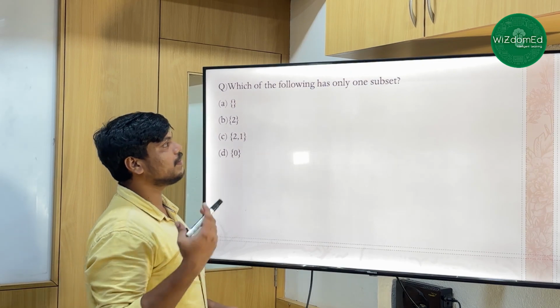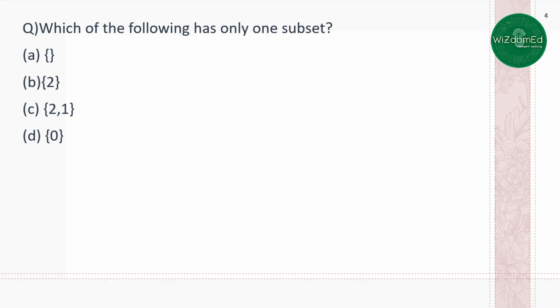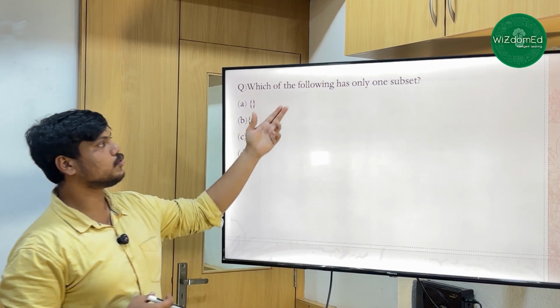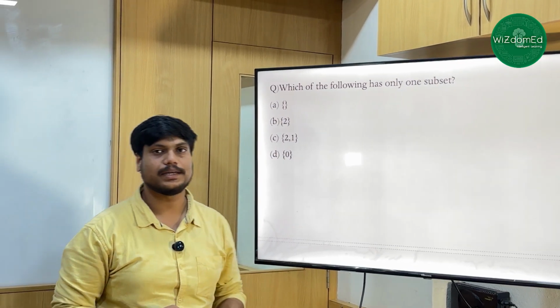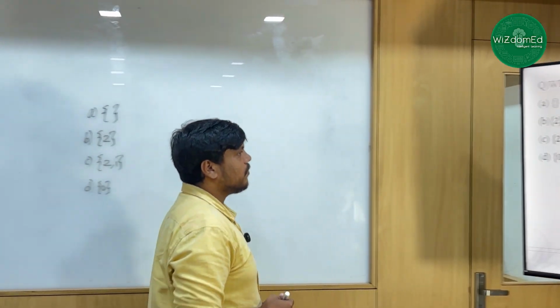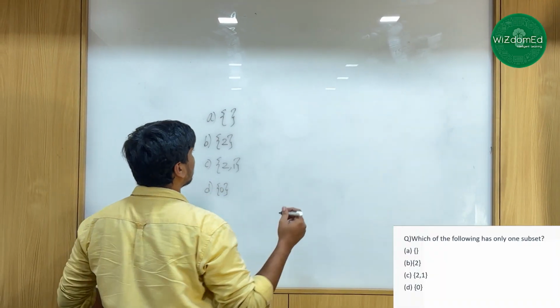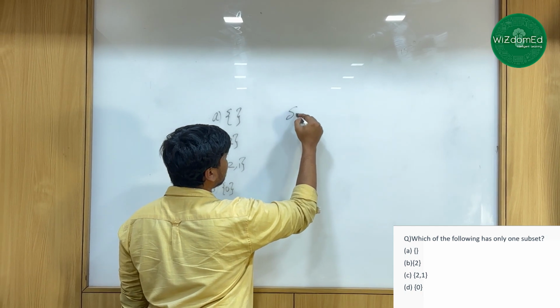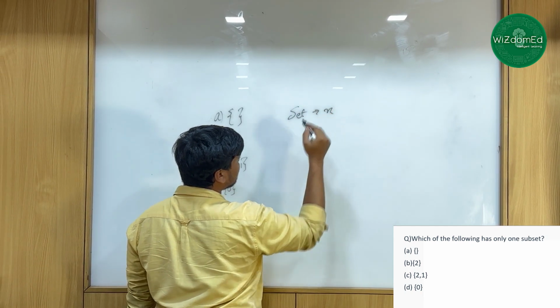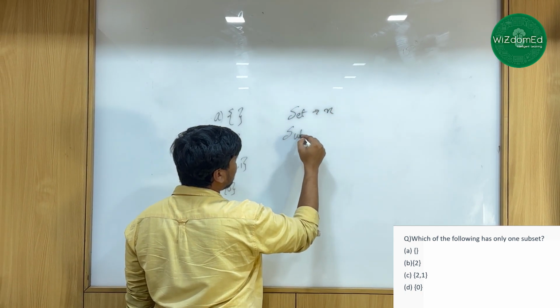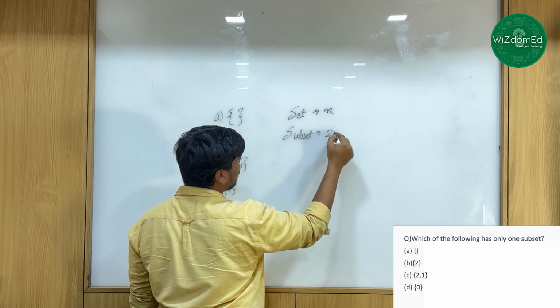Hello everyone, let's start with this new question. The question is, which of the following has only one subset? We have been given four options here, out of which we are supposed to identify the set with only one subset. But before we do that, what do we know? We know that if there is a set with n elements, I can get the number of subsets by 2 power n.